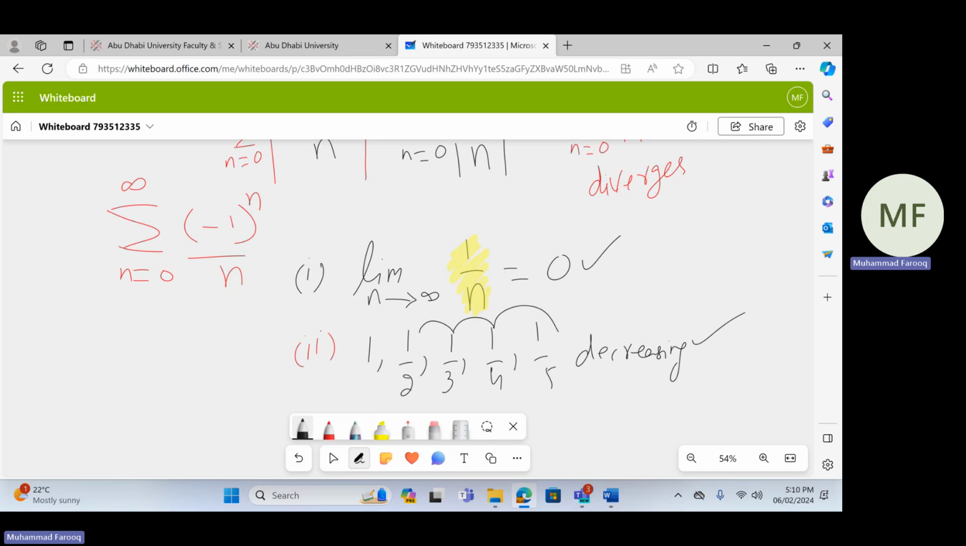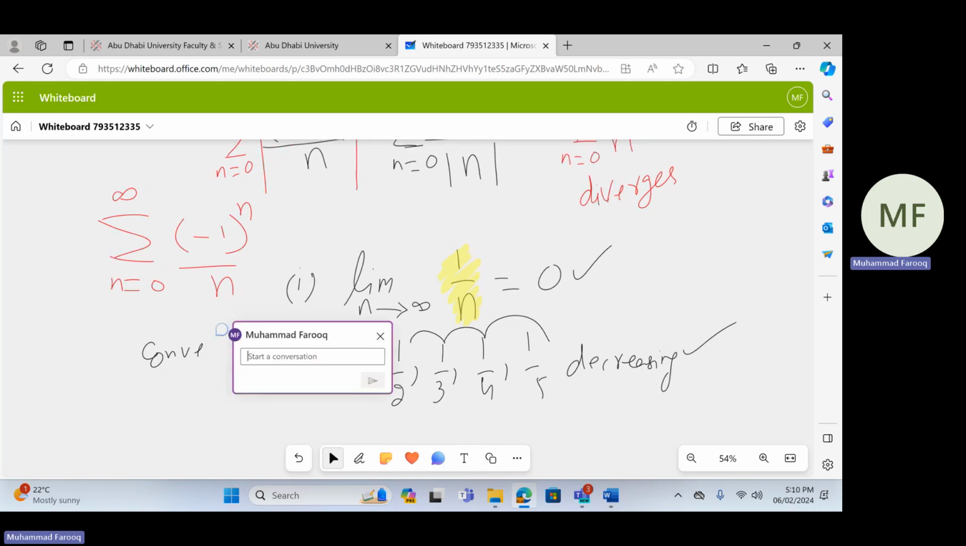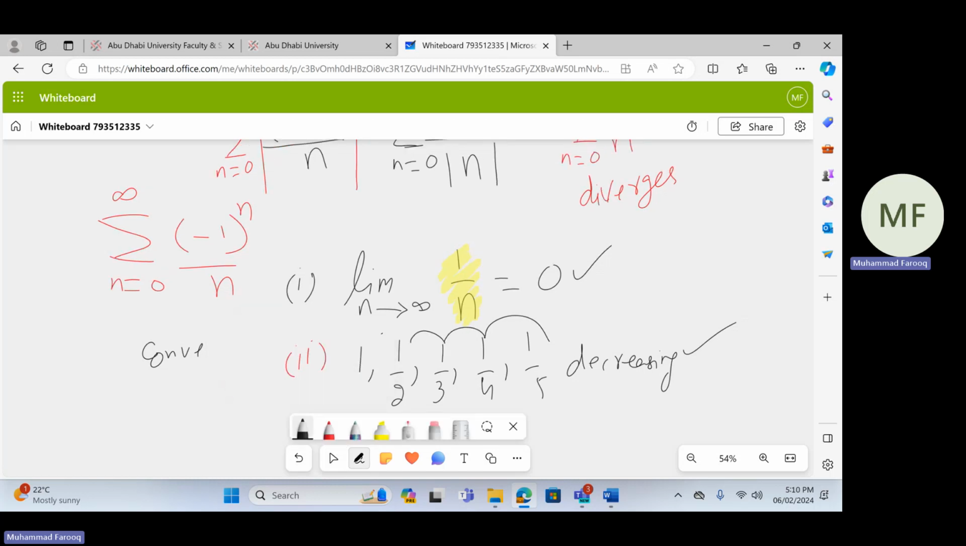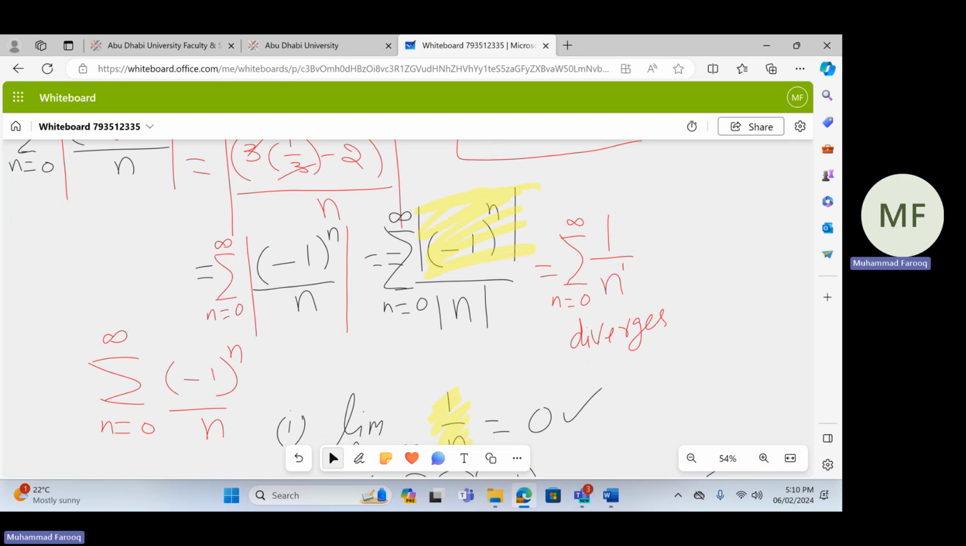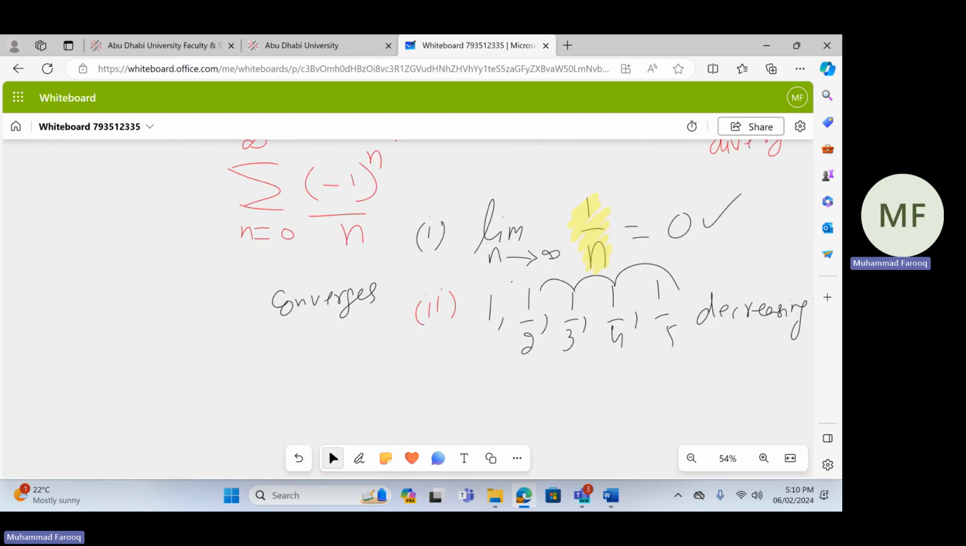So both conditions of the alternating series test are justified. What does it mean? It converges. So without absolute value, it converges. Okay. Now look at here. With absolute value, the answer was diverges. And without absolute value, it converges. So what do you say?